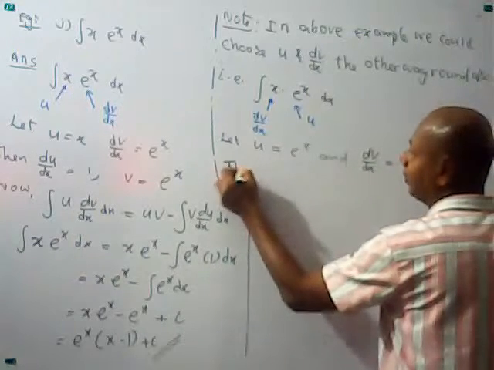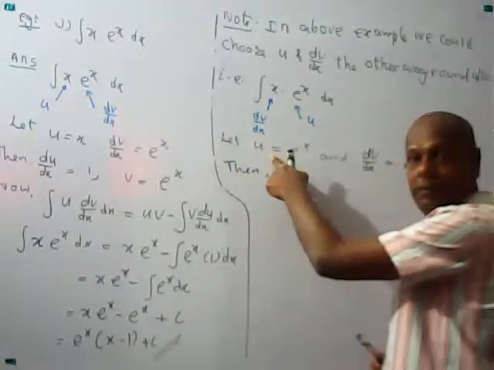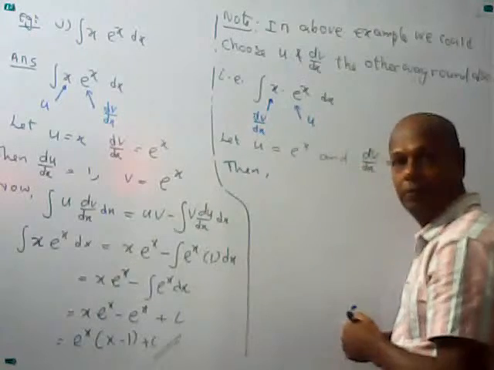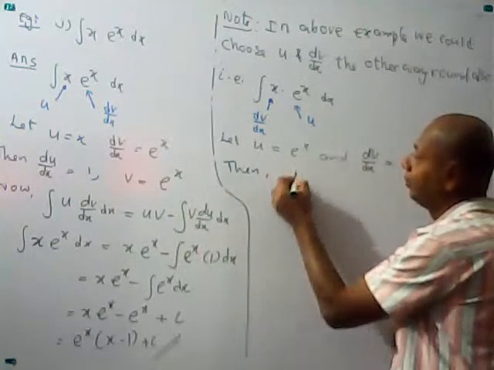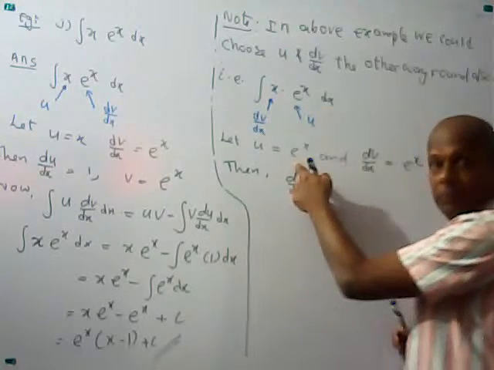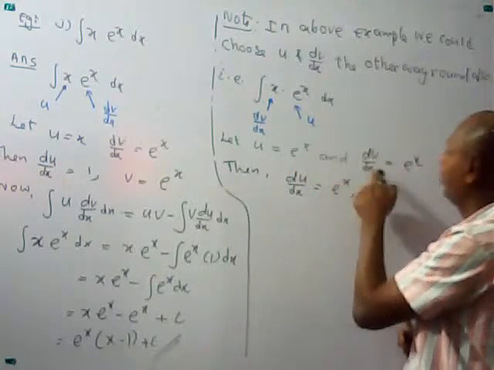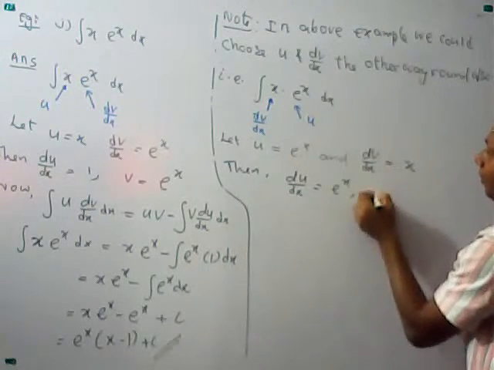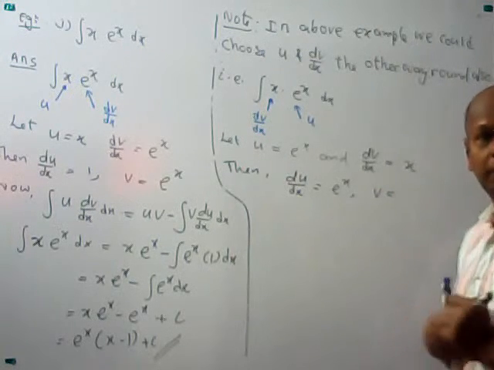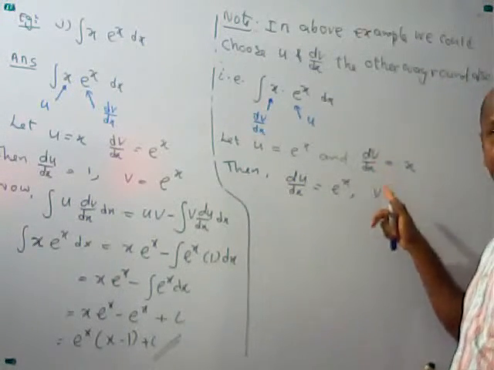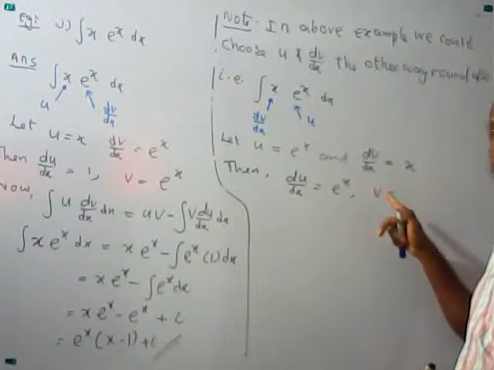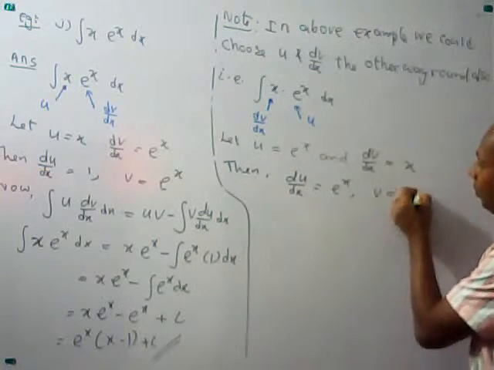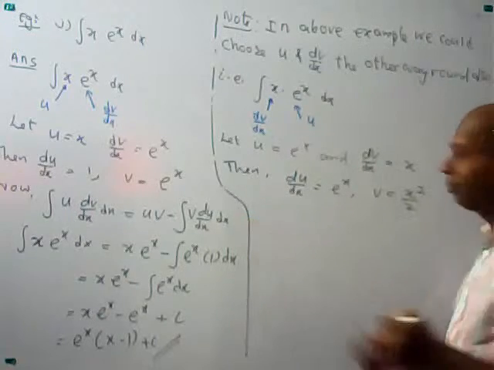So then you need du by dx and v also. Differentiating e^x, du by dx is e^x. What about v? dv by dx equals x, then v is the integral of this. Integrating x, it is x squared over 2. Now let's write down the formula and substitute in that.